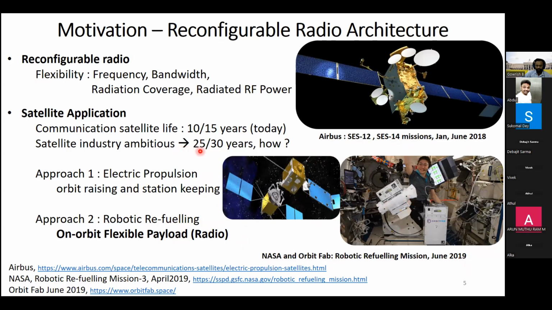So it is very much possible that within a decade or so, the life of a typical communication satellite will be around 30 years. This will force all the electronic engineers to have a reconfigurable radio or a flexible radio, as it is called. Sometimes it's called on-orbit flexible payload. So it requires reconfigurability in frequency. It requires reconfigurability in the bandwidth, radiation coverage, and radiated RF power. What we are focusing on is reconfigurability in frequency and bandwidth. So this is one application for tunable radios or tunable filters as such.